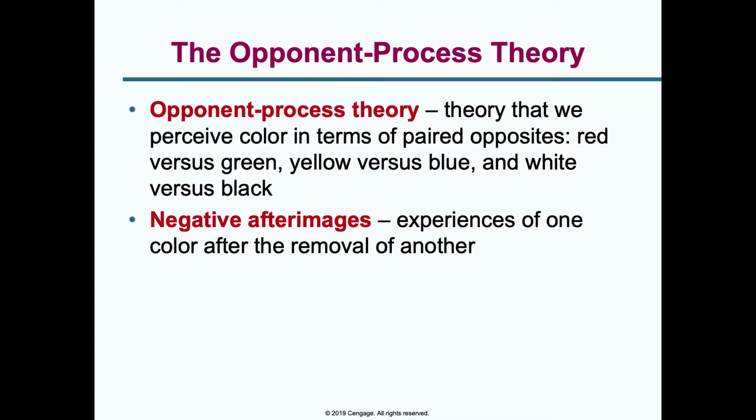The second theory to help explain color vision is called the opponent process theory. The opponent process theory basically says that we perceive color in terms of opposites: red versus green, yellow versus blue, and white versus black. For example, if we stare at something red for a period of time and then we look away, we will often see a green afterimage. Another example, if we stare at something yellow for a little while and then look away, we often see a blue afterimage. That's the opposite thing that the definition is talking about.